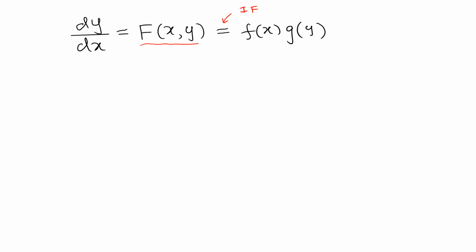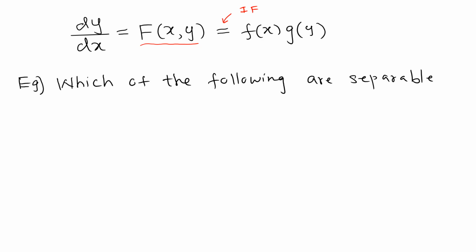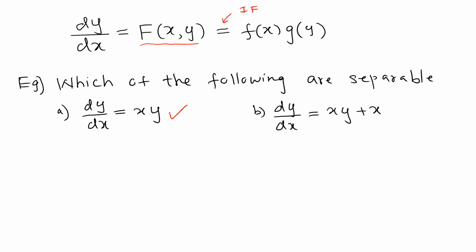This is the question: which of the following are separable? Let's look at these four. We have dy over dx equal xy, and it is clearly already separable. It's already a product of x and y. Let's look at the next one. We have dy over dx equal xy plus x. It looks like a sum, but if you pull x out, you can write this as x times (y plus 1). Now you can see that it is a product of an x function and a y function. So yes, it is also separable.